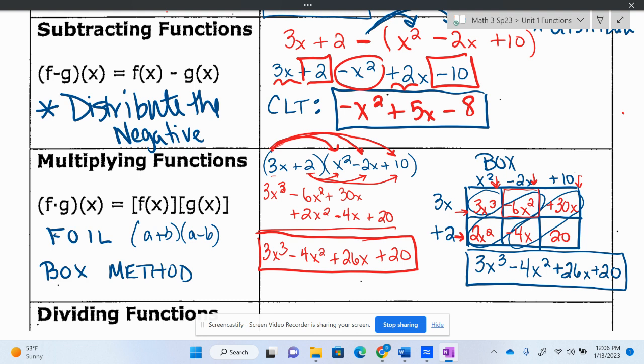Thoughts? Okay, some of you are still writing, so I'm going to wait a second.